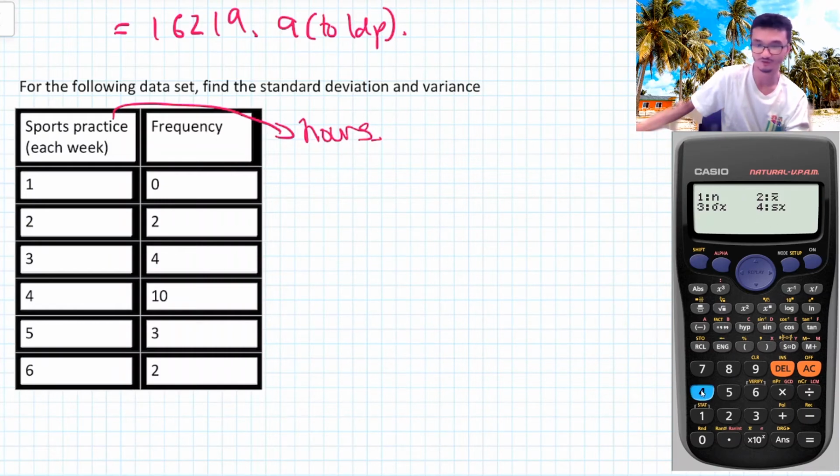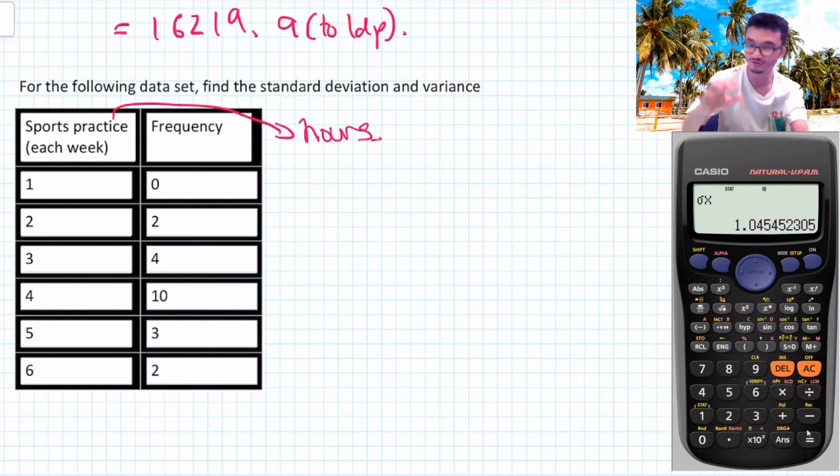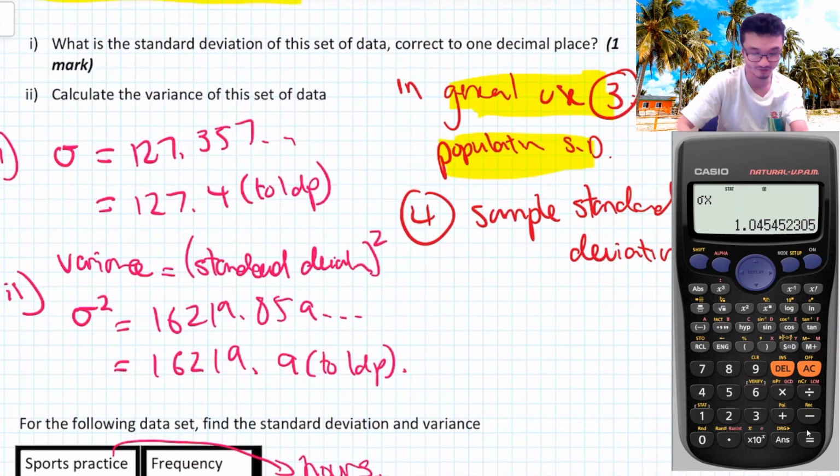So I'm going to go to 4 var. And remember, I want the population, so let's press 3. And I get this number over here. So you see the numbers are a lot smaller now, right? Our spread is a lot less.